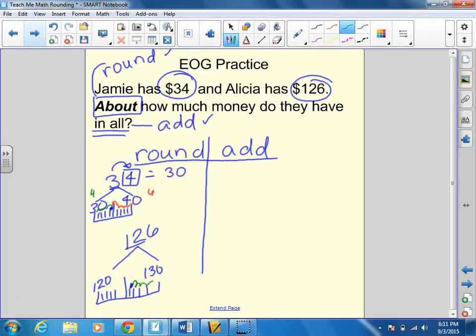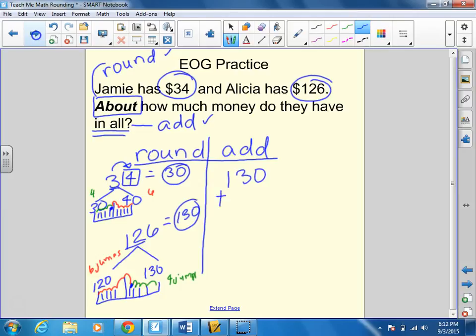1, 2, 3, 4. 4 jumps to the right, and we have 1, 2, 3, 4, 5, 6. 6 jumps to the left. So we can see, because it only took 4 jumps to get to 130, 126 rounds to 130. I tend to have my students circle the answers in step 1 so that they know what numbers they're using in step 2.